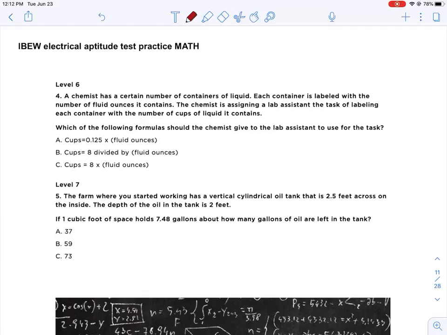A chemist has a certain number of containers of liquid. Each container is labeled with the number of fluid ounces it contains. The chemist is assigning a lab assistant the task of labeling each container with the number of cups of liquid it contains. Which of the following formulas should the chemist give the lab assistant to use for the task? So they want to know, if you have the ounces, how do we go to the cups?